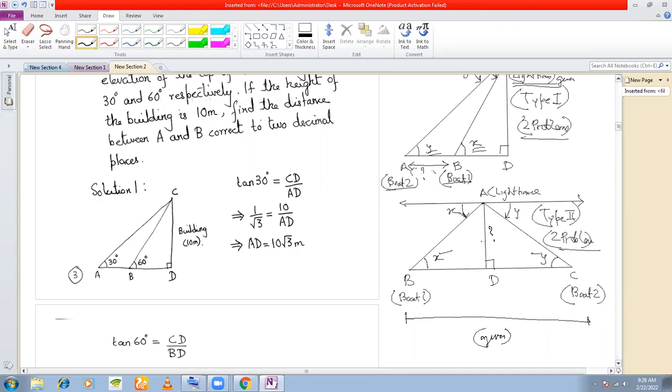So in the coming, that is not tomorrow. Tomorrow you have an exam. So the day after tomorrow, I'll be discussing these two problems in detail. And if you are able to understand these two problems, you have understood almost all the problems of heights and distances. Okay, that much I can assure you. So I'll stop here.